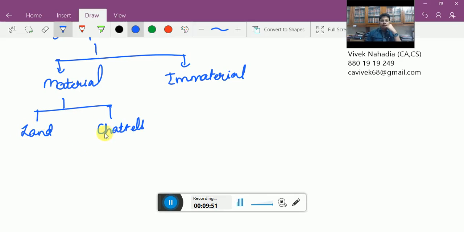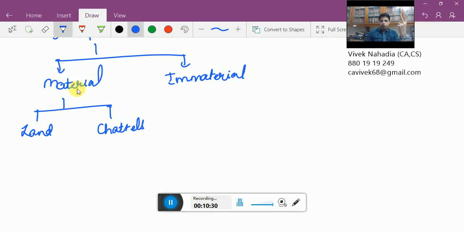So instead of writing here "material means land, etc.," they are writing land. If they write "land, etc.," people might understand and interpret it as including things which are intangible, like patents and all. So what they have done, they have written land and they have written chattels. Chattels means what? Anything tangible. Tangible means material. Okay. So anything tangible or material except land is chattels.